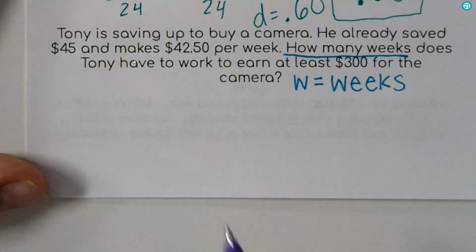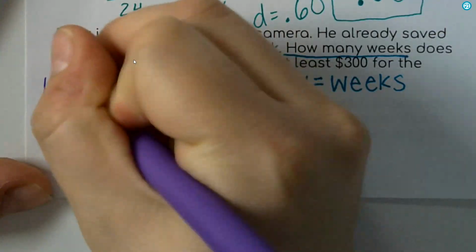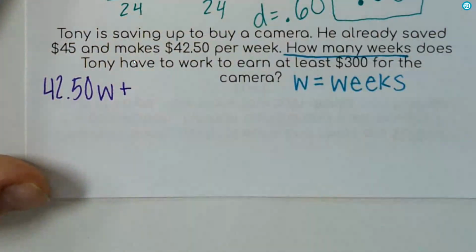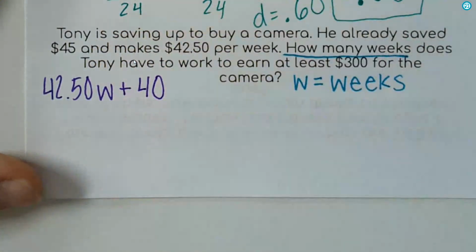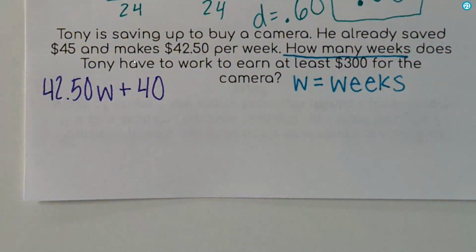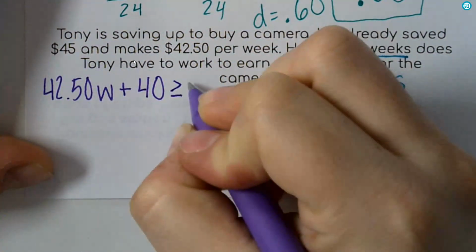So we are going to put, how much does he make per week? 42.50 per week, plus how much did he already have? 45. Let's think about the phrase at least. Is at least greater than or less than? If I tell you I need at least $300, I would be okay if I had 305. So it's going to be greater than. Am I okay if I have exactly 300? Yeah, so greater than or equal to 300.